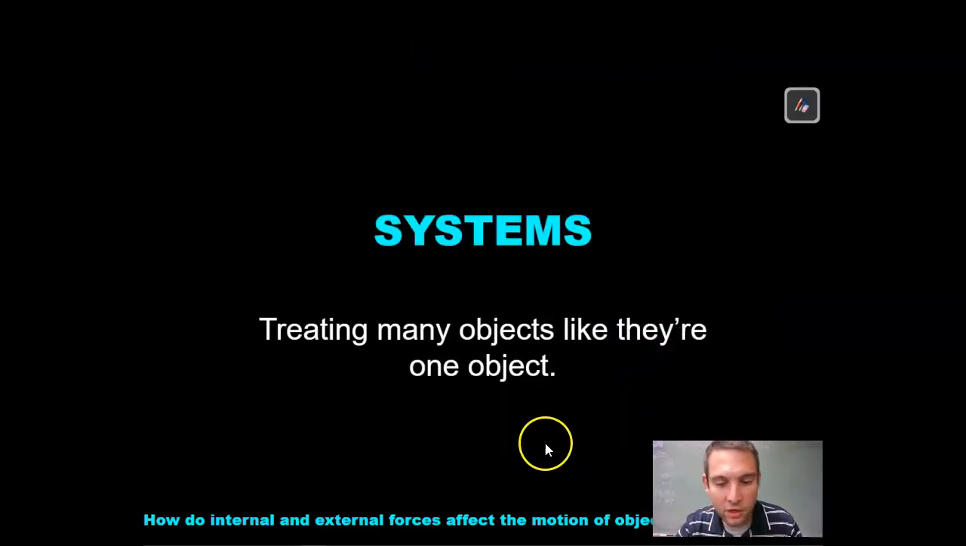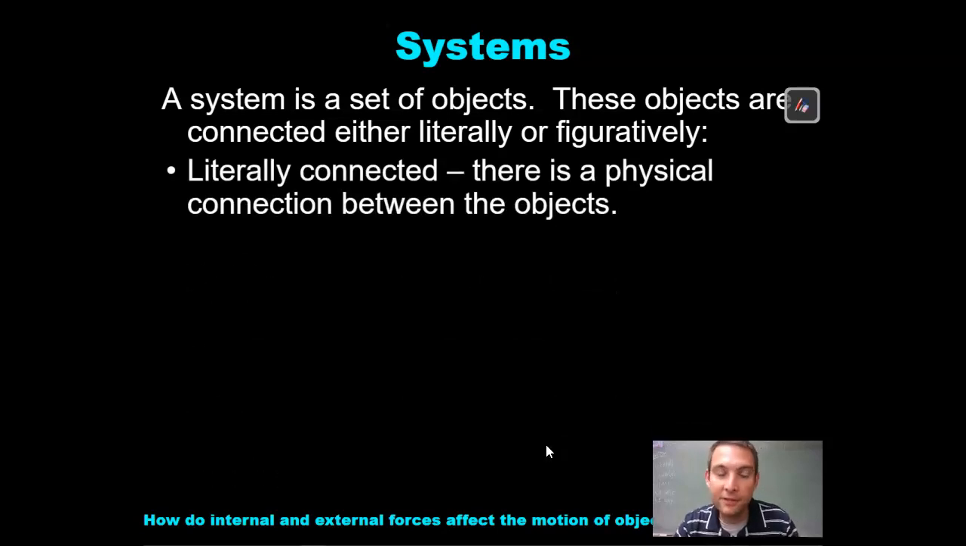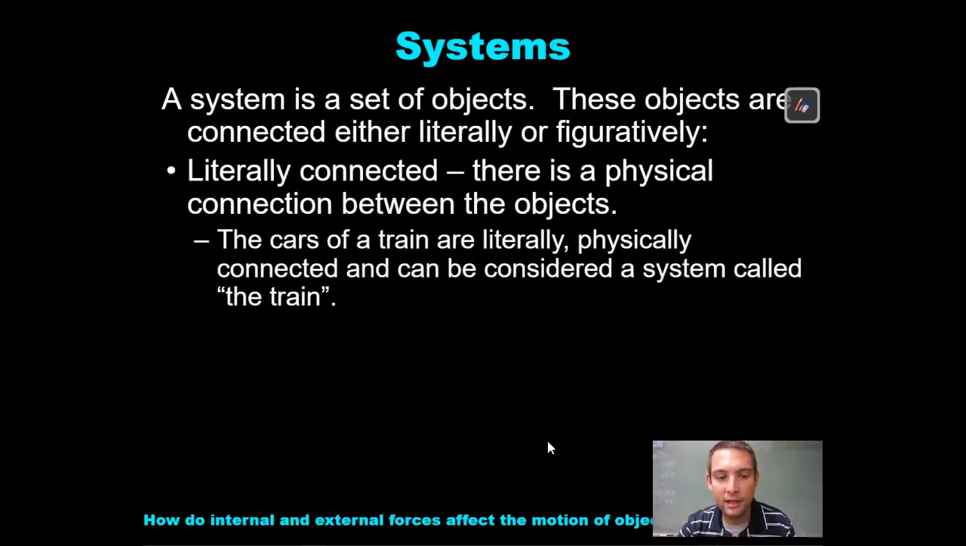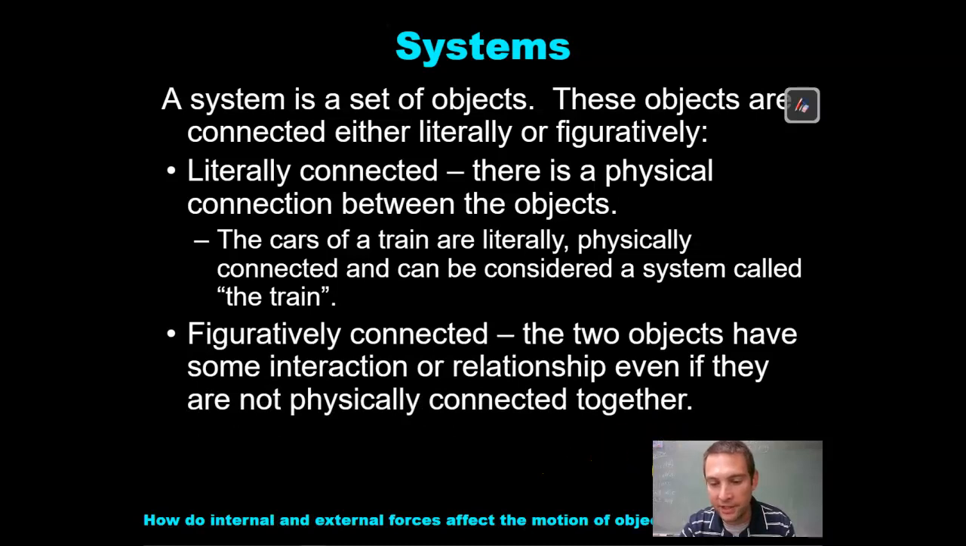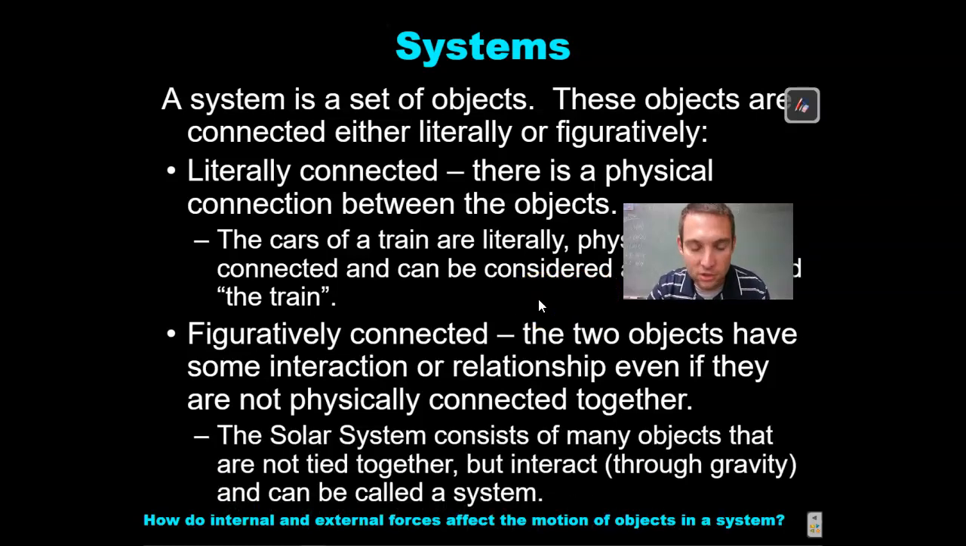All right, let's get to it with systems. Treating many objects like they're one object. A system is a set of objects. These objects are connected either literally or figuratively. If it's literally connected, there is a physical connection between the objects. The cars of a train are literally, physically connected and can be considered a system called the train. Figuratively connected is when the two objects have some interaction or relationship, even if they are not physically connected together. For instance, the solar system consists of many objects that are not tied together, but interact through gravity and can be called a system.